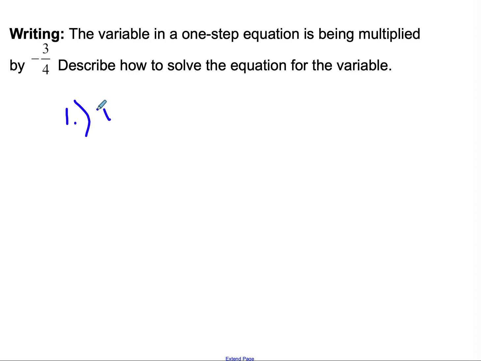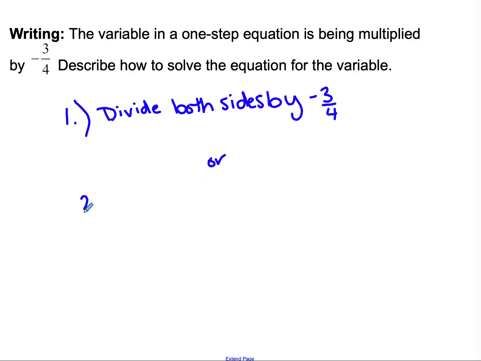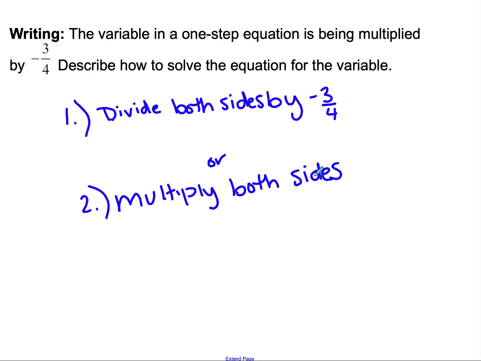So you could divide both sides by negative 3/4. Or you can multiply by the reciprocal. And the reciprocal of negative 3/4 is negative 4/3.